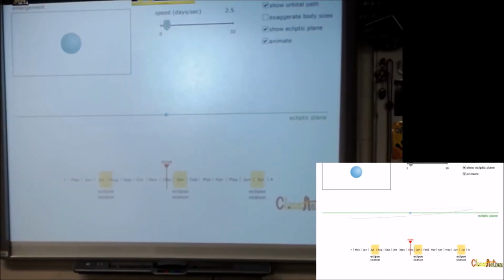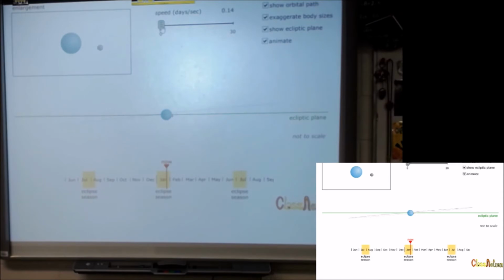This is a little to-scale representation, and as the moon is orbiting, we can change the speed. It looks as though it might go in front. That would be an eclipse. However, let's speed that up. Are we going to get a lunar eclipse? Yep. The moon passed behind Earth, so it would have been in Earth's shadow.